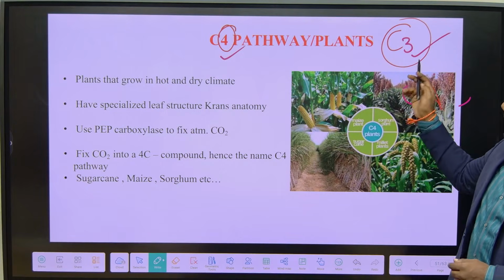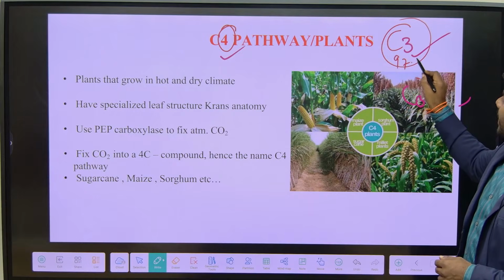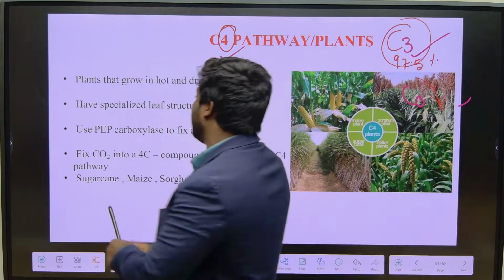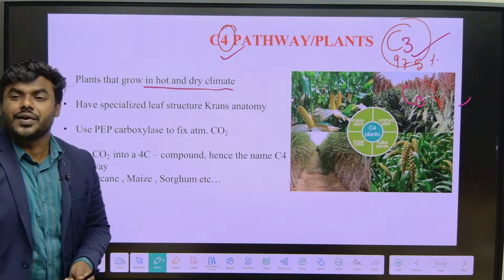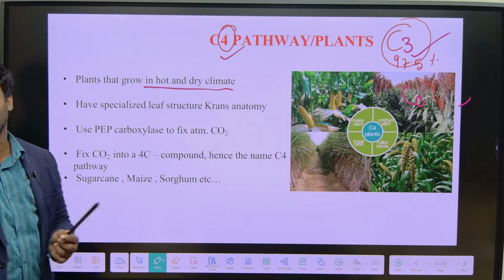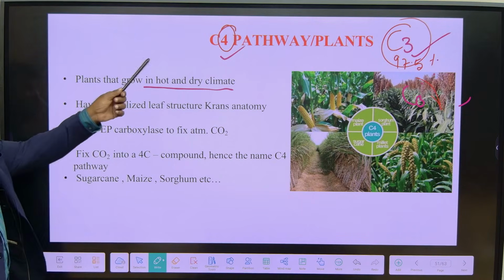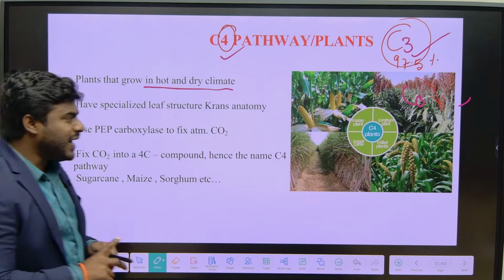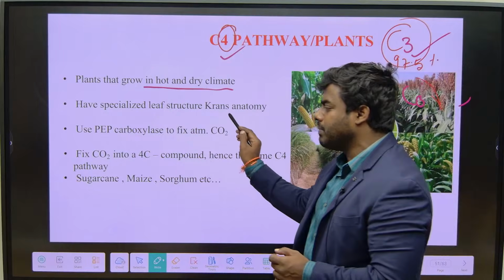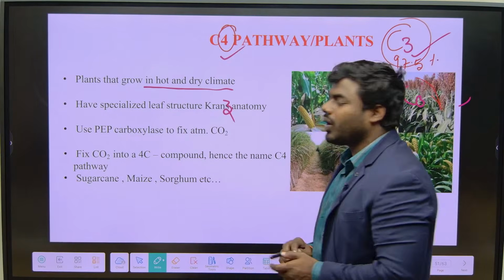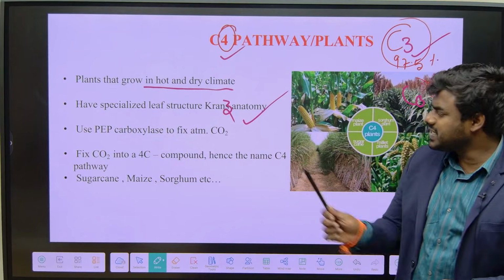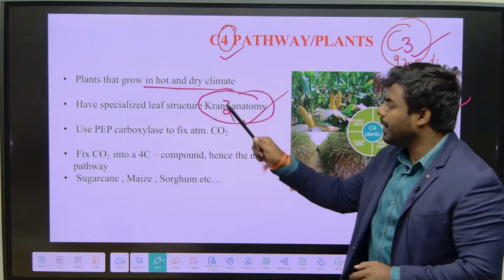We read that 97.5% of the plants on this earth belong to the C3 pathway only. Only those plants which are growing in hot and dry climates, the plants of angiosperms, or most of the monocots, follow the C4 pathway. The moment you hear the name of the C4 pathway, the common statement we all have to remember: C4 plants or C4 leaves follow Kranz anatomy. This is the first statement we have to remember.